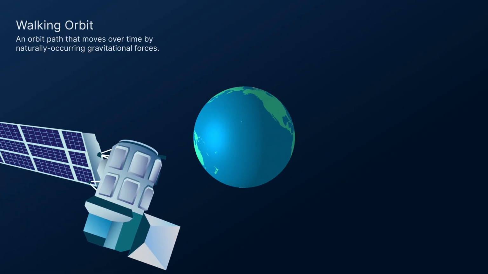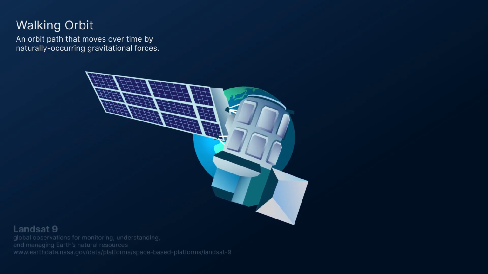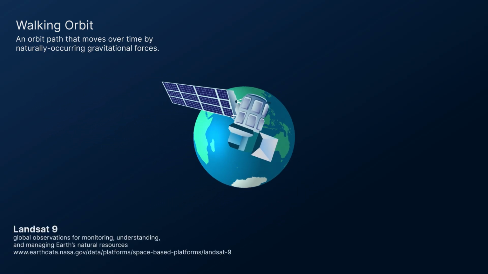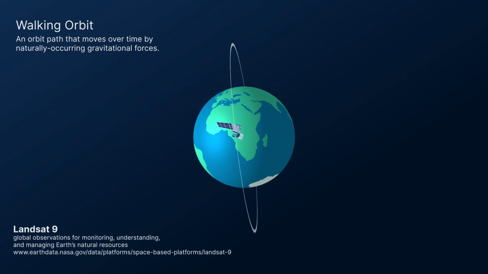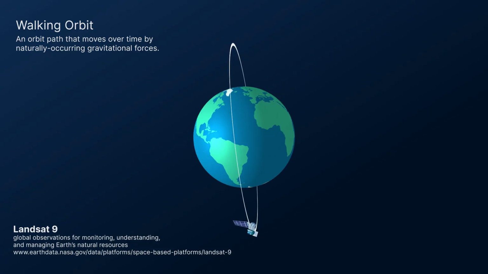A walking orbit is an orbit path that moves over time as a result of naturally occurring gravitational forces. Landsat 9 is designed to have a walking orbit.